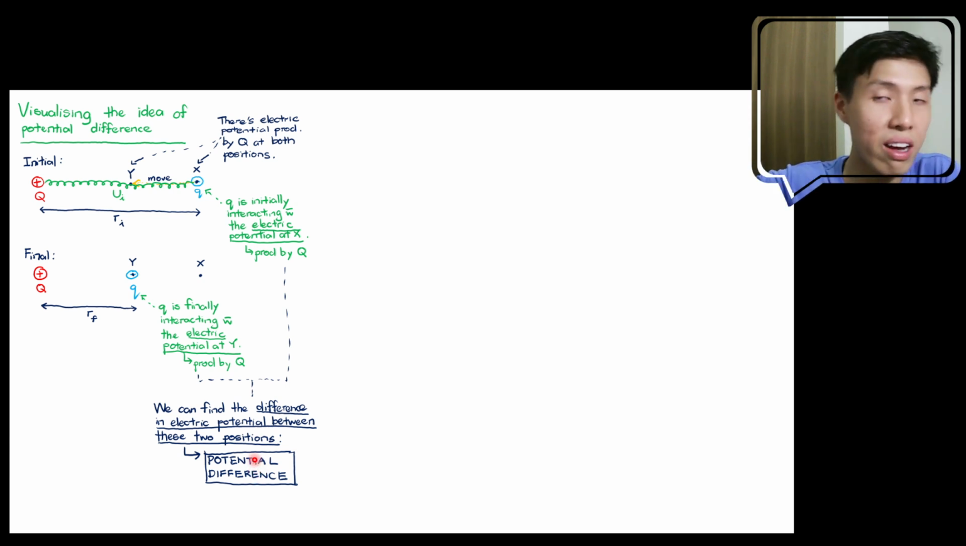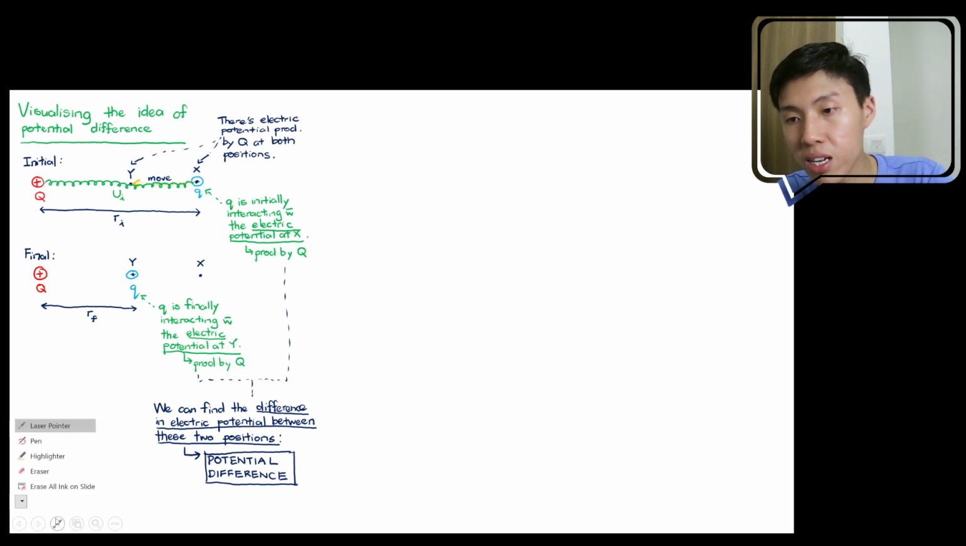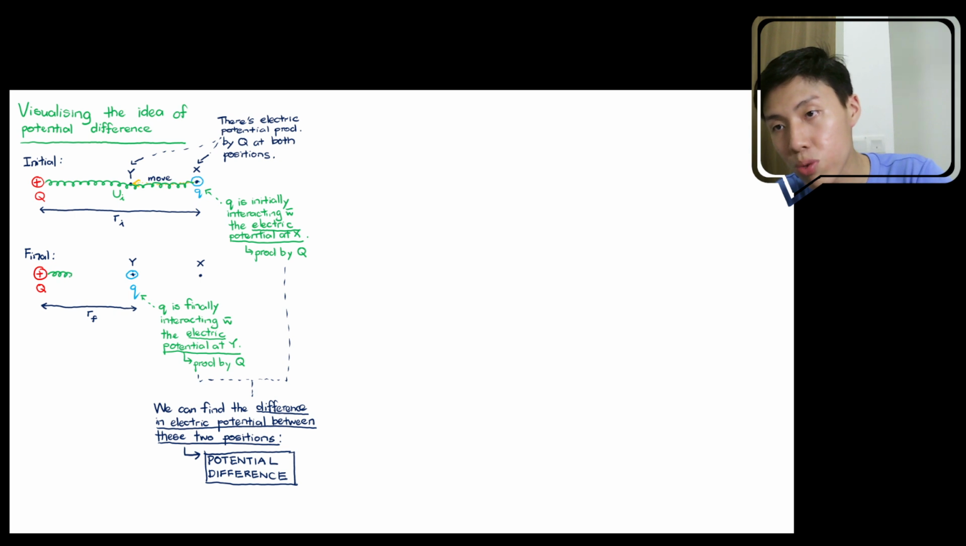And in a later stage, in another chapter, we are going to change this word potential difference to voltage. So voltage is the same thing as potential difference, and potential difference is actually just a difference of electric potential between two different positions. So when the charge small q reaches the final position of Y, it is interacting with the electric potential at Y right now. Because of that interaction, it will also experience an electric potential energy shared between big Q and small q. But as you can see, the length of the spring is different already, so the amount of electric potential energy shared between them will be different as well.